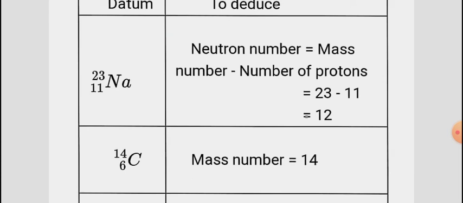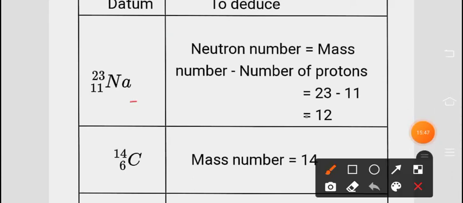Here you can observe that in this question, neutron number is equal to mass number minus proton number. So what is the mass number? Mass number is 23. And how many protons are there? 11. So neutron number is 12.